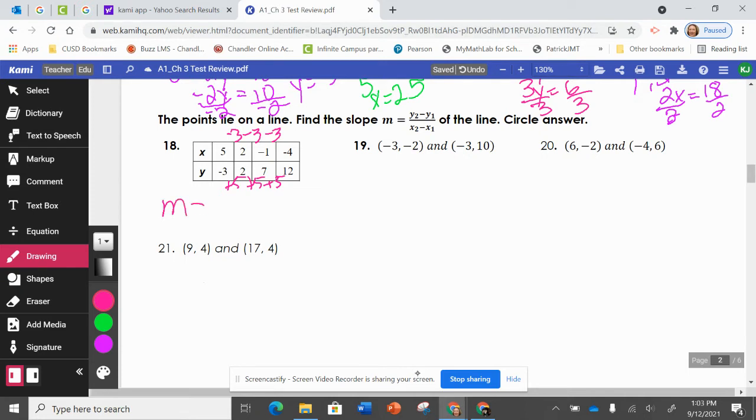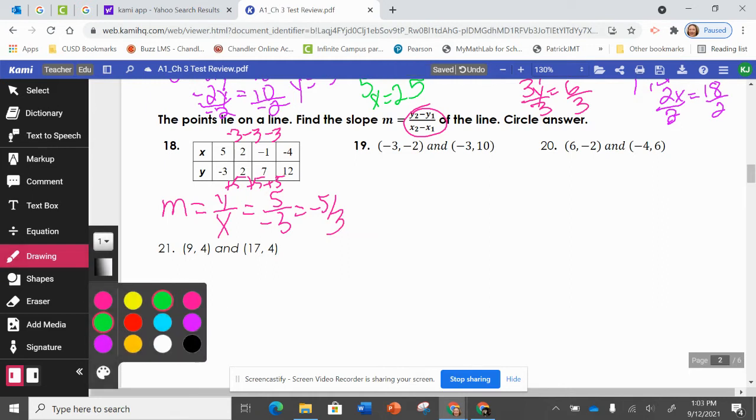Remember that slope is y over x. If we refer to that right there, it's y over x. So our y change is 5 and our x change is -3. That makes the slope for this -5/3.